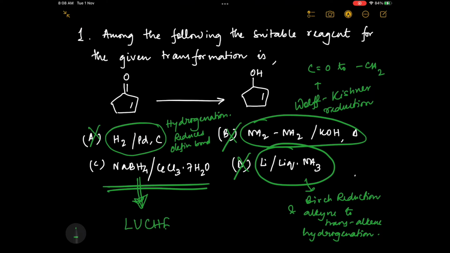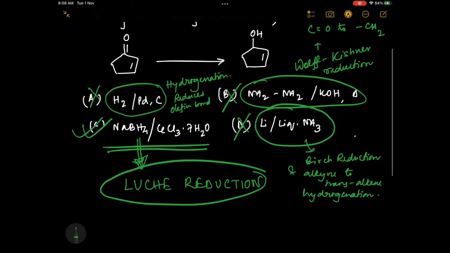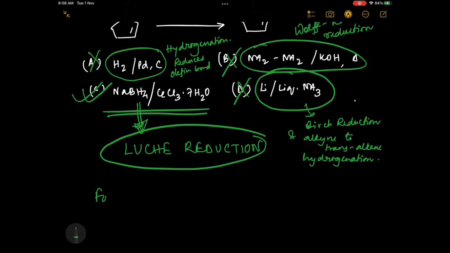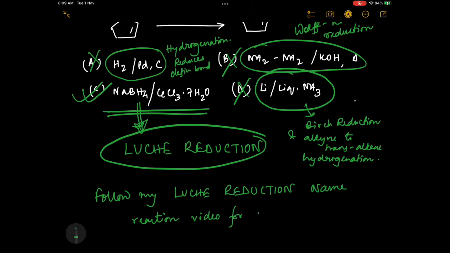But NaBH4 with CaCl2·7H2O, that is sodium borohydride and calcium chloride, is actually the Luche reduction reagent. And this Luche reduction is the reaction that is happening, and this is the reagent that is our answer. If you want the details of the Luche reduction mechanism, please follow the Luche reduction video on my channel. It is a name reaction that I have covered, and I will provide the link to that video in the description of this video.